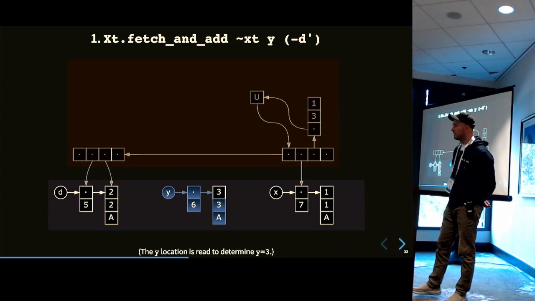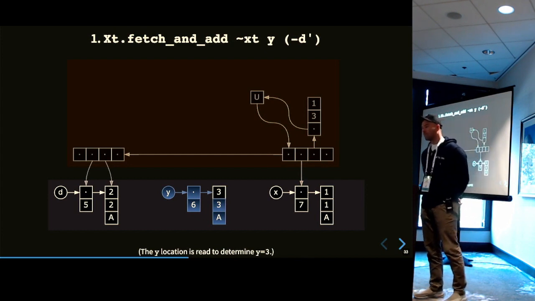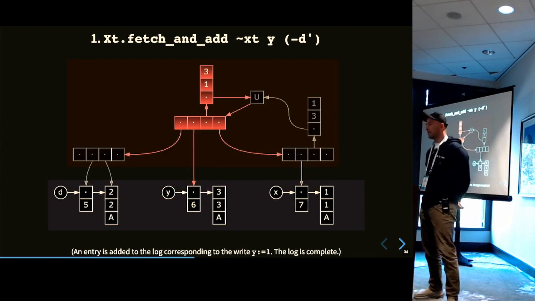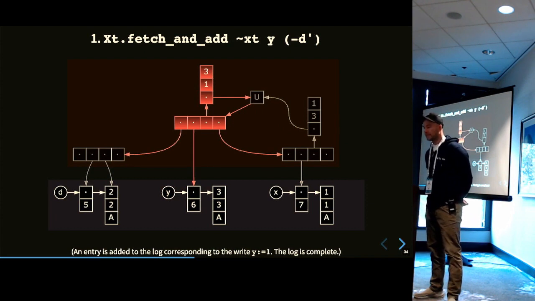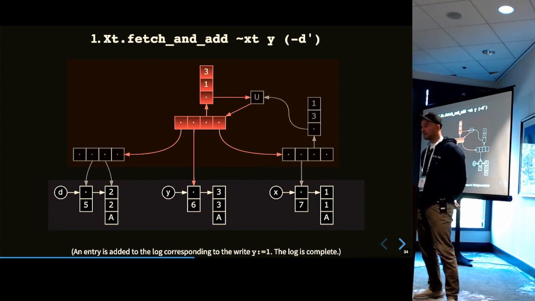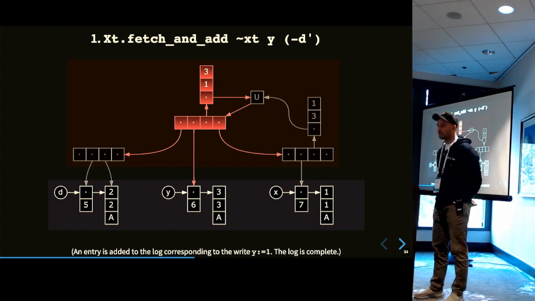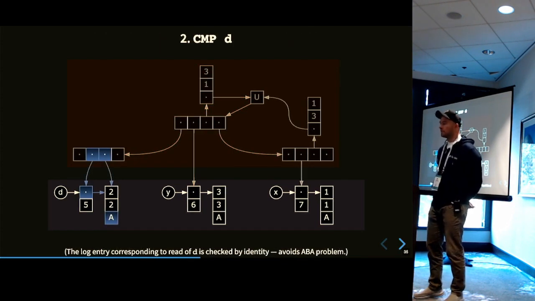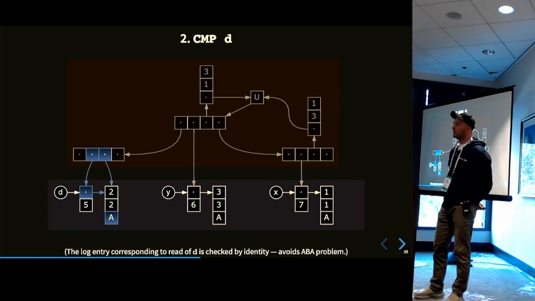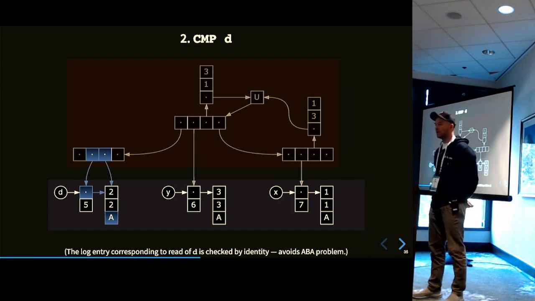Then we do the read of the Y location, and add the compare and set operation to the transaction log, like we did with the X location. The transaction log is now complete, and we move to the execution phase. In the execution phase, we go through the log in the order of the IDs of the locations, which we can do by traversing the splay tree in order.